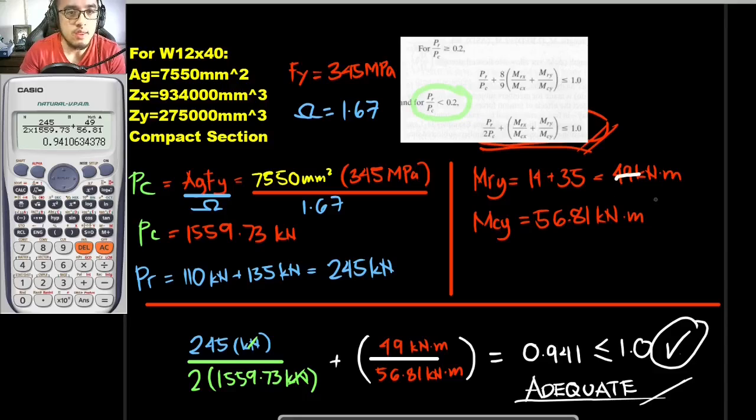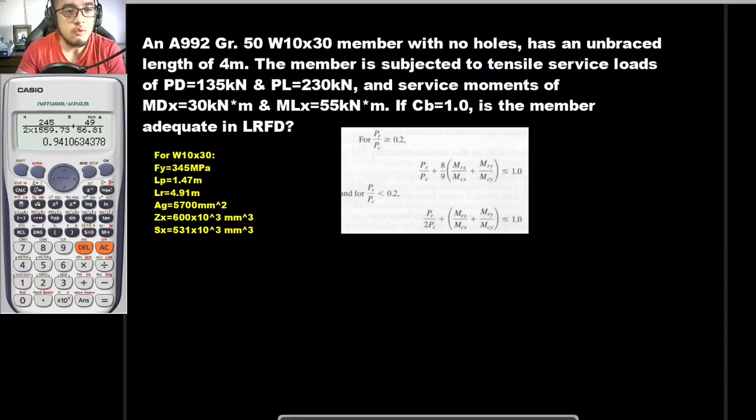Let's proceed with the next problem wherein we would be having the unbraced lengths already. So in this problem, an A992 grade 50 W10 by 30 member with no hole. So once again with no hole, meaning our PC here would be gross sectional yielding state.